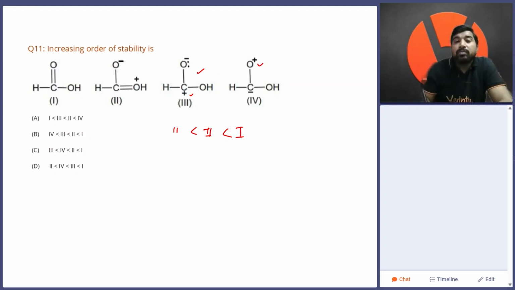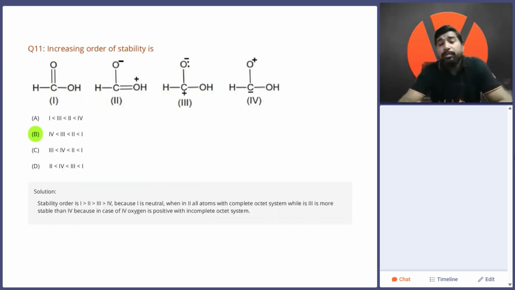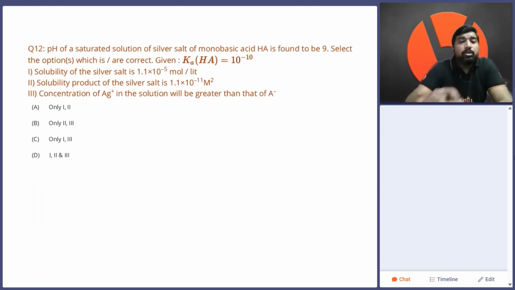So the third structure will come at third place and the fourth structure will come at fourth place. So the stability order starts from fourth and ends at first. So from here we can see option B is the right option. Yes, definitely B is the right option. Now we're going to discuss the next question, that is question number 12.